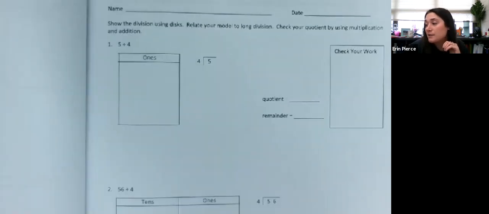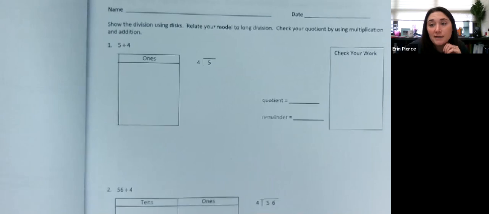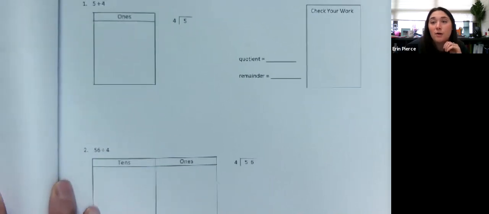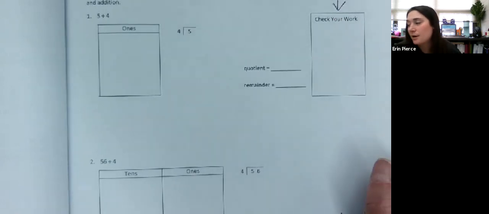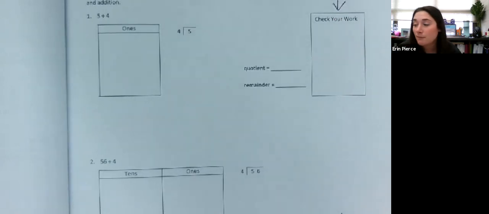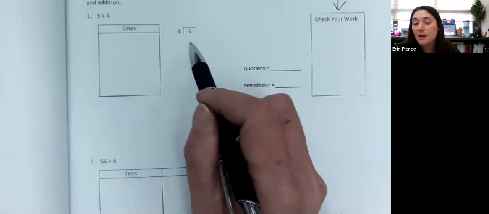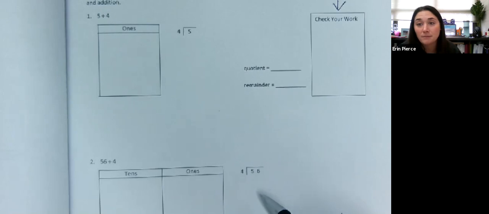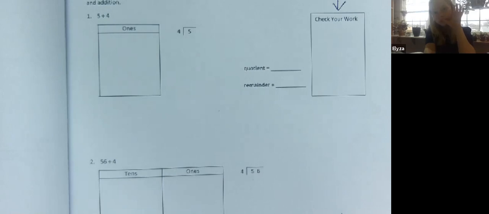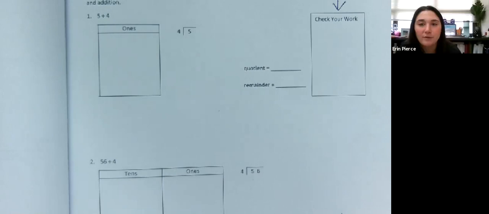I am going to give us some time to do the exit ticket, which is the same exact format. You do not have to do the check your work. The other day I said you did not have to do this part. I do want to see it today. And who said that? I heard a Mrs. Pierce. I just didn't have everybody in front of me yet.